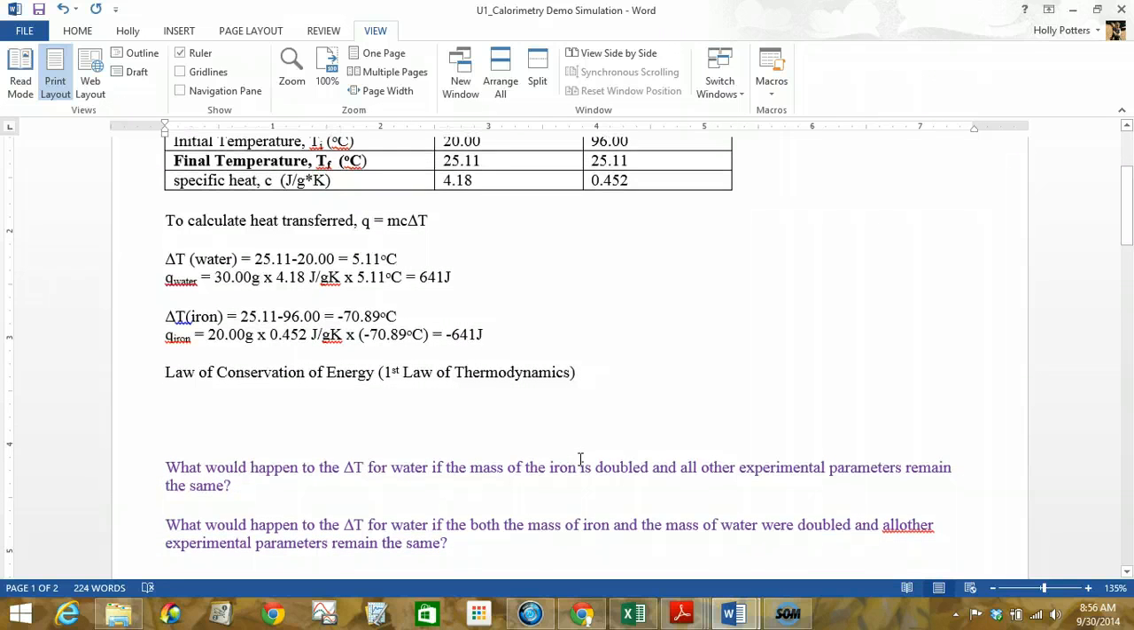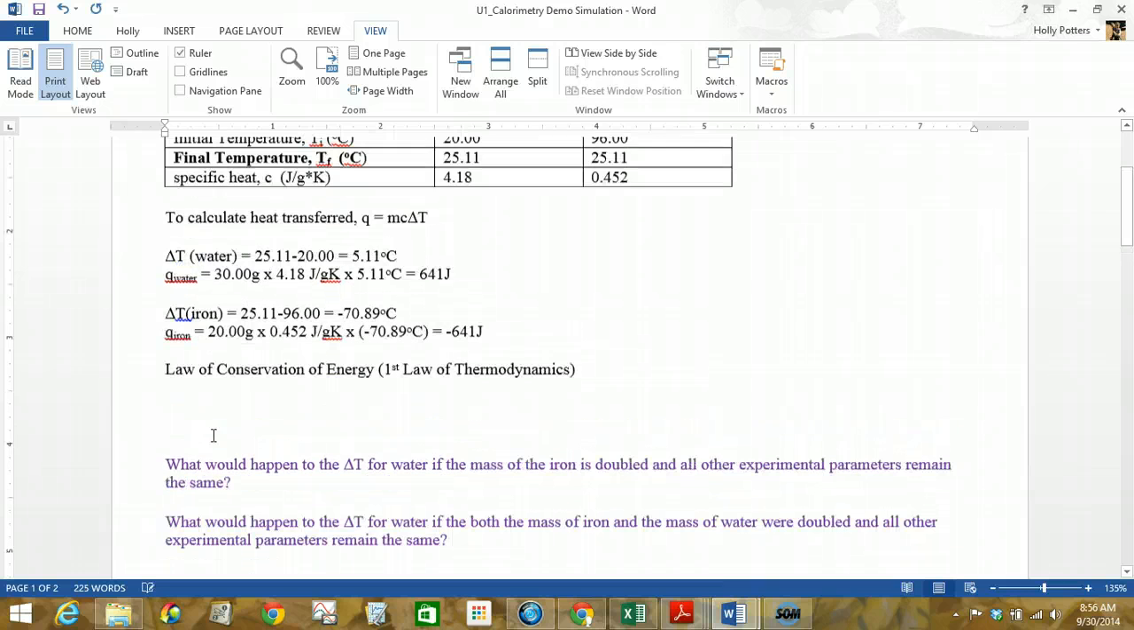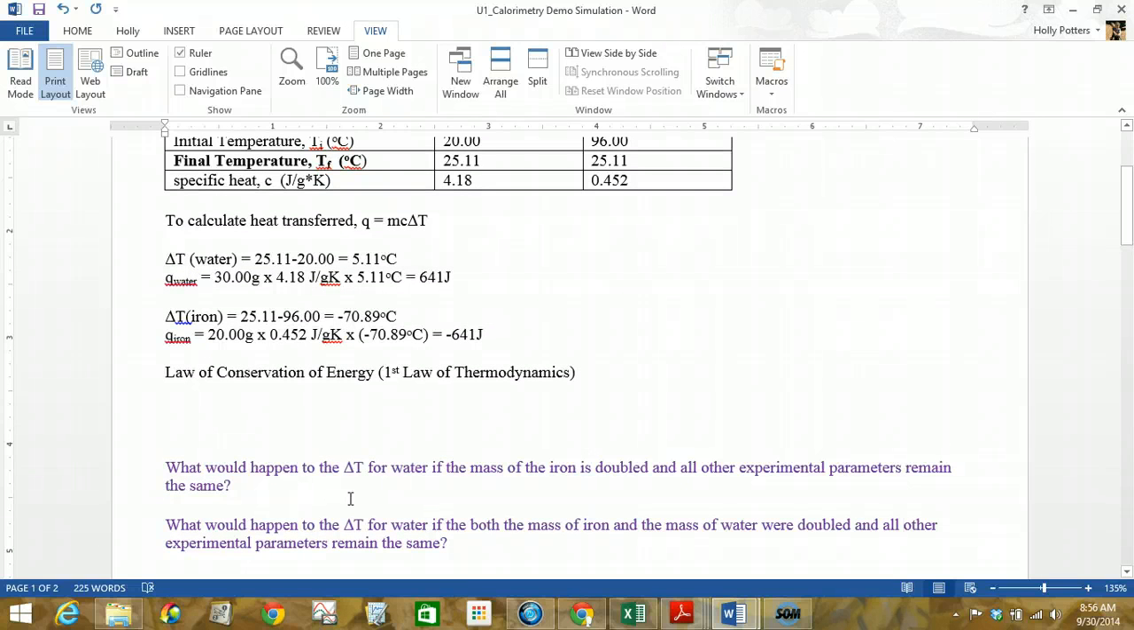Let's think a minute about these two questions in purple here. What would happen to the delta T for water if the mass of iron is doubled and all of the experimental parameters remain the same? So think about what you know about energy, about heat exchange, about specific heat, and what would increasing the mass of the iron do for us in this scenario. Take a minute and think about that, and then let's set that up while you're doing that.